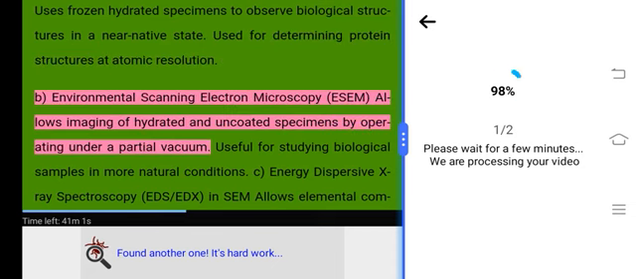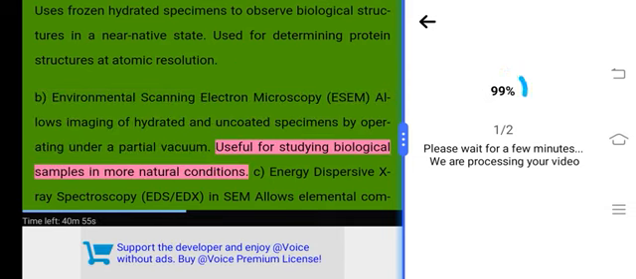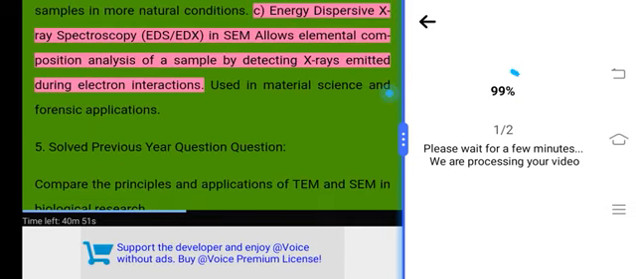B. Environmental scanning electron microscopy, ESEM, allows imaging of hydrated and uncoated specimens by operating under a partial vacuum. Useful for studying biological samples in more natural conditions. C. Energy-dispersive X-ray spectroscopy, EDS or EDX, in SEM allows elemental composition analysis of a sample by detecting X-rays emitted during electron interactions. Used in material science and forensic applications.